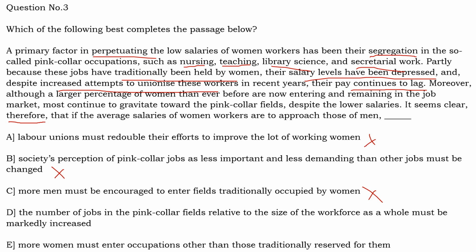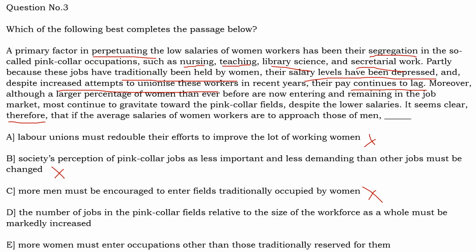And if more men are entering the fields traditionally occupied by women, what will happen? Competition becomes more, so women will be paid still less. We want women to be paid more, equal to that of men. So this is actually going to weaken the objective of our passage, not strengthen it.